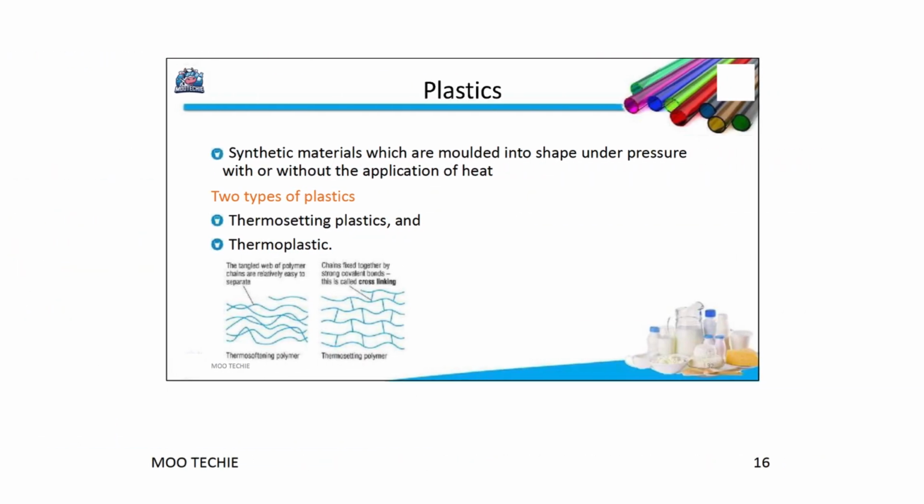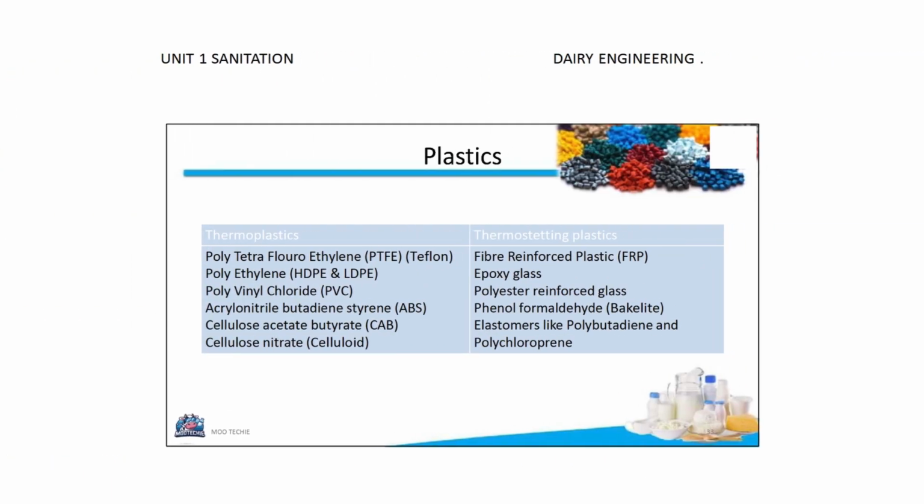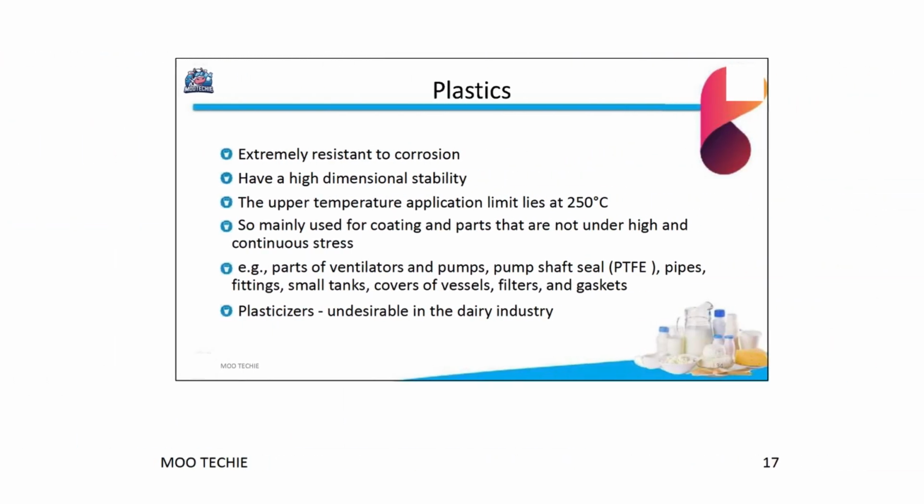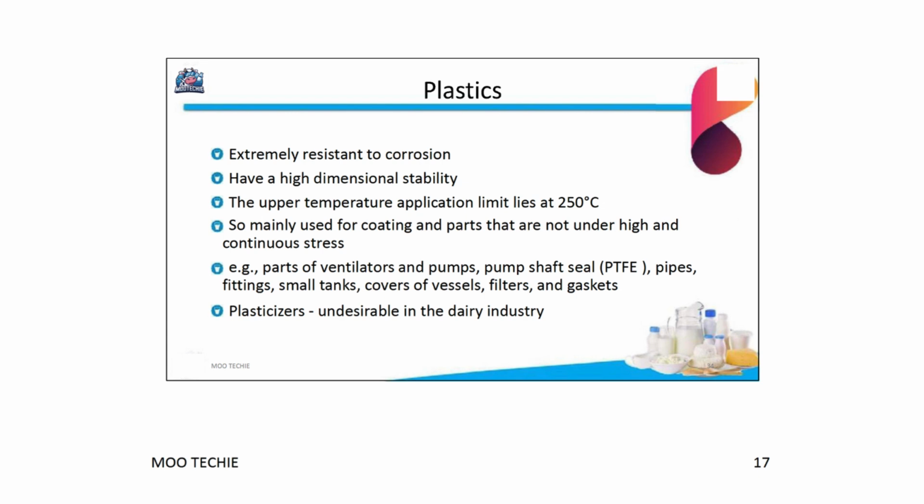Plastics are synthetic materials molded into shape. There are two types: thermosetting plastics, which have chains cross-linked by strong bonds, and thermoplastics, where the chains are easier to separate. Examples include Teflon, HDPE, LDPE, PVC, and many others. Plastics are extremely corrosion resistant and dimensionally stable, with an upper temperature limit of 250 degrees Celsius. They are used for coating, ventilator parts, pump seals, pipes, fittings, small tanks, and gaskets. It's important to note that plasticizers are undesirable in the dairy industry.